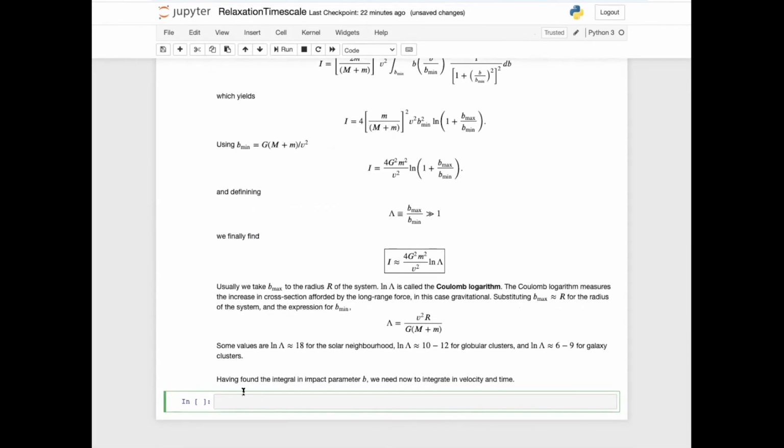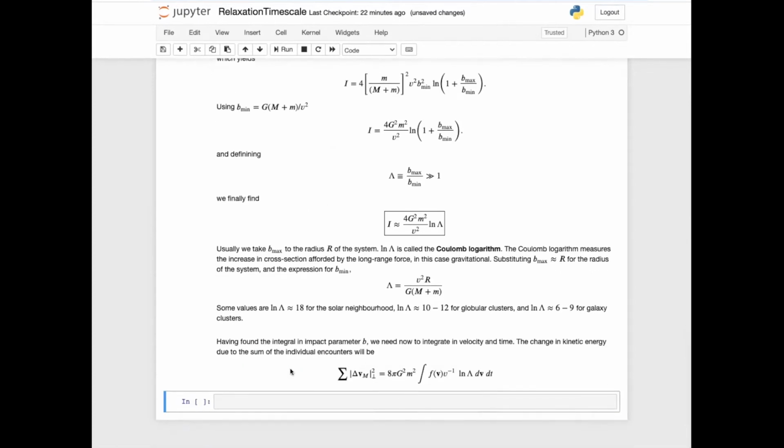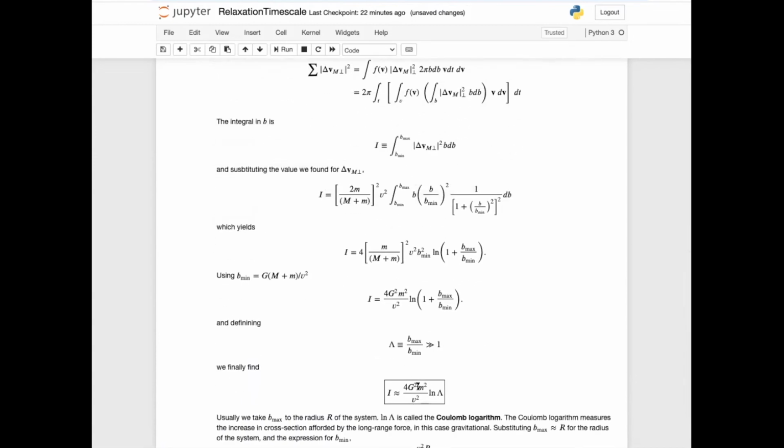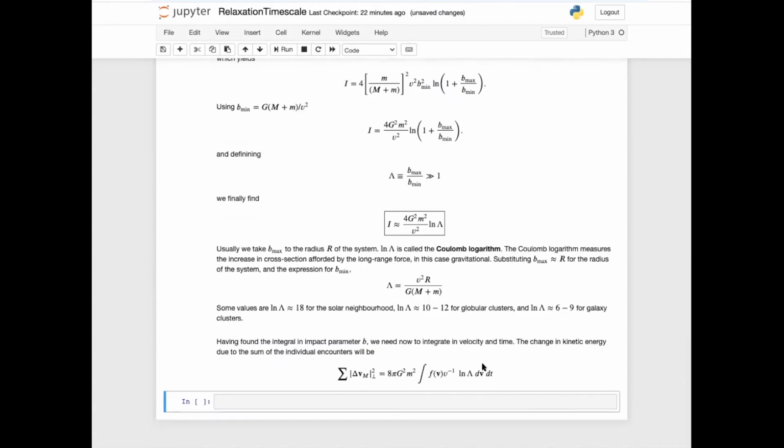But having found the integral in impact parameter b, we now need to integrate in velocity and time. The change in kinetic energy, due to the sum of the individual encounters, is going to be given by this expression here. What we did here was to substitute I, the expression that we found for I, into this inner parenthesis here. So then we have this expression.